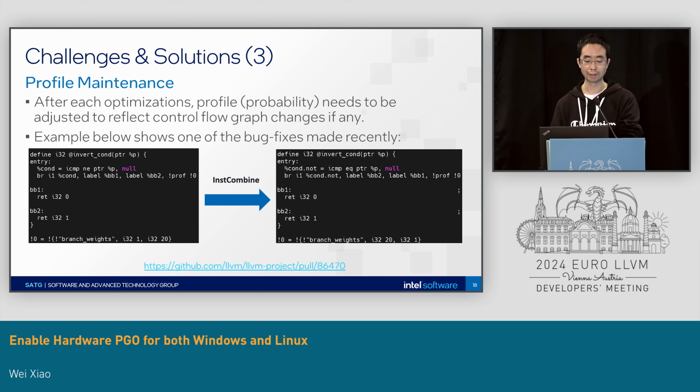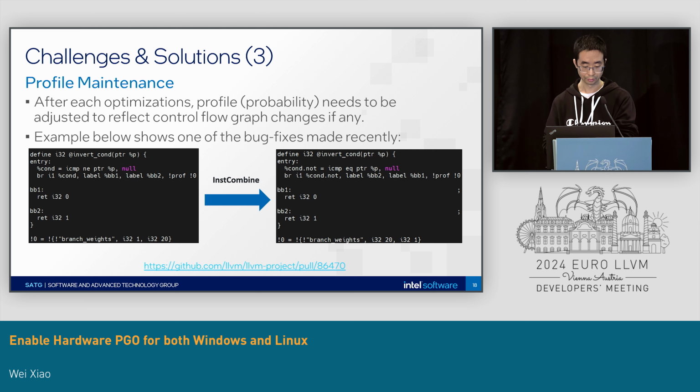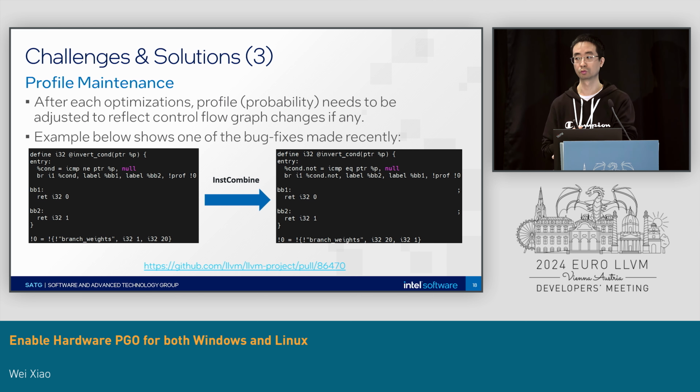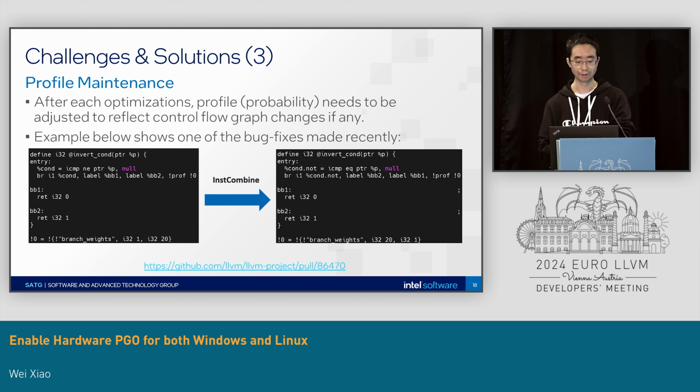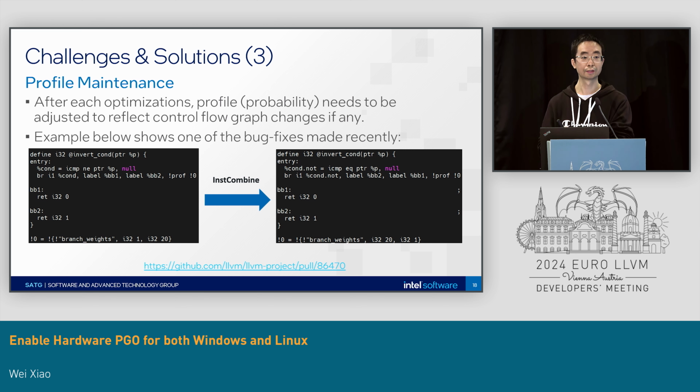The third one is profile maintenance. Actually, it was already mentioned in our first talk. Yeah, we find that there are still a lot of bugs for the profile maintenance. Some optimizations change the control flow graph, but they don't update the metadata for the profiles and the probability information. So it will hurt all kinds of PGO, including the traditional instrumentation-based PGO. So we call on the whole community to pay more attention to such profile maintenance issues.